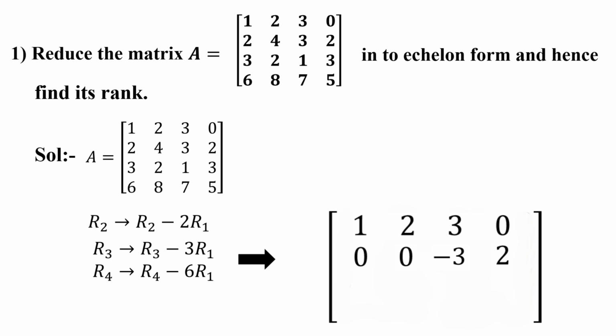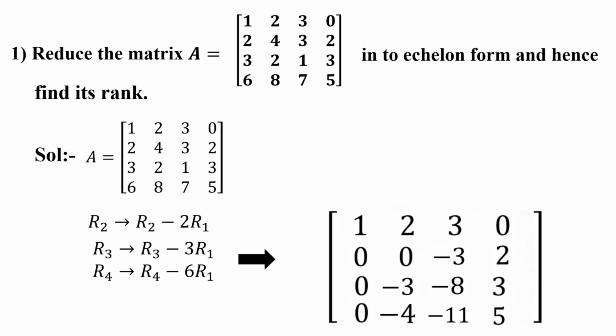For the third row, R3 minus 3R1. So this will be 3 minus 3, 2 minus 6, 1 minus 9 and 3 minus 0. For the fourth row, R4 minus 6R1. 6 minus 6, 8 minus 12, 7 minus 18, 5 minus 0.